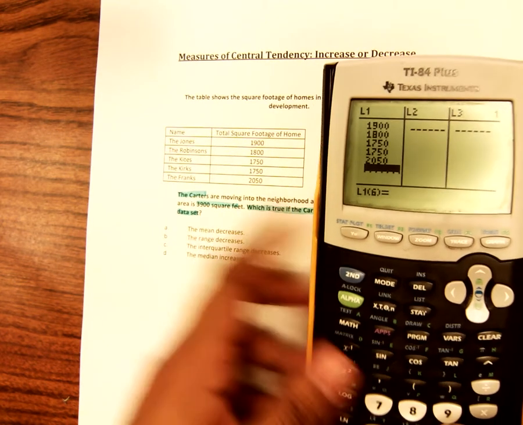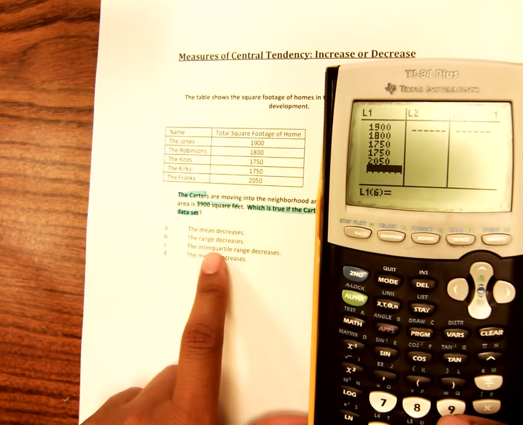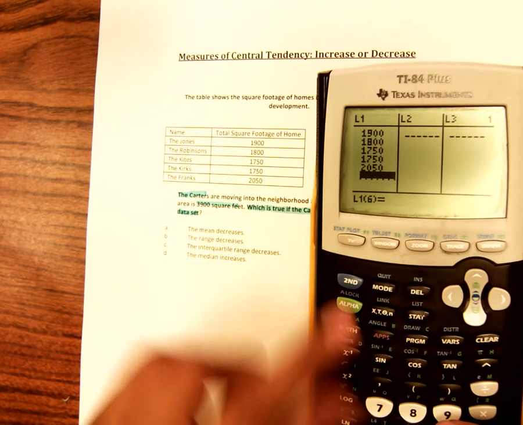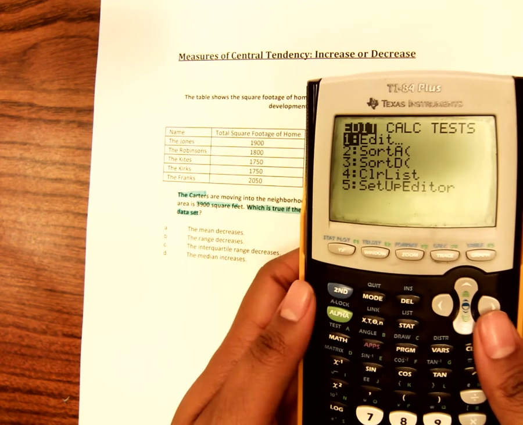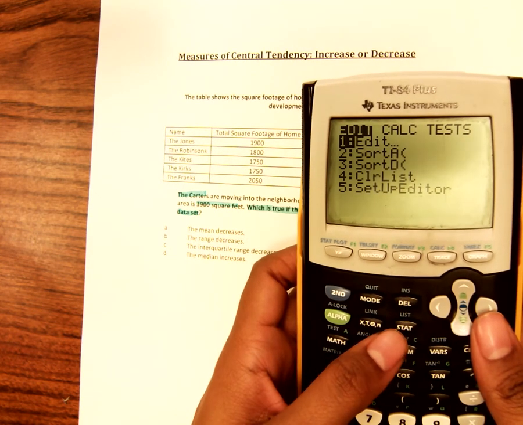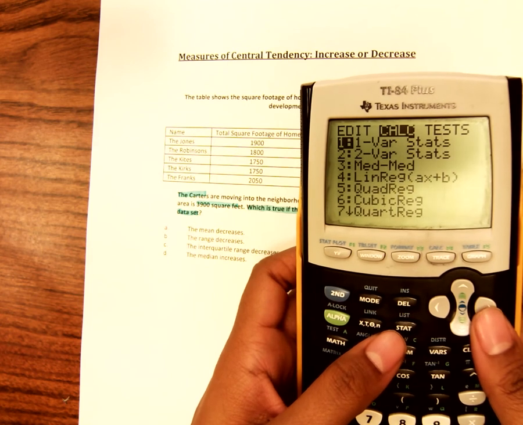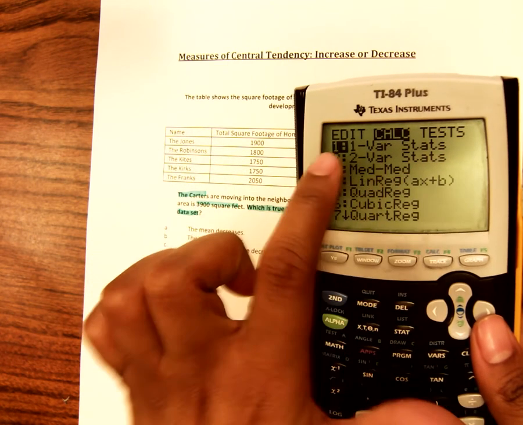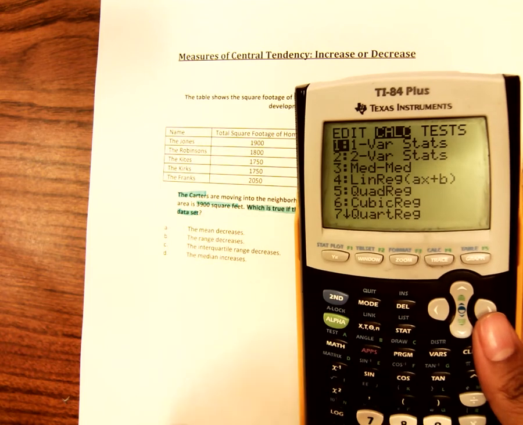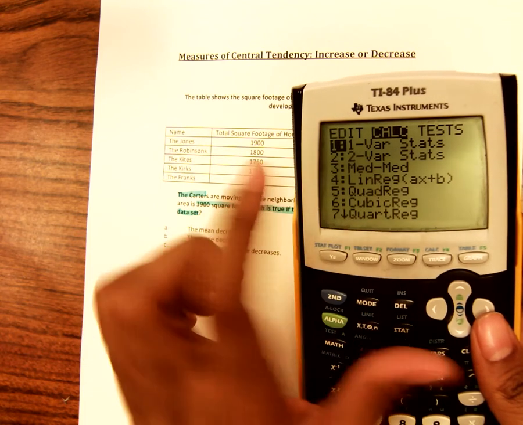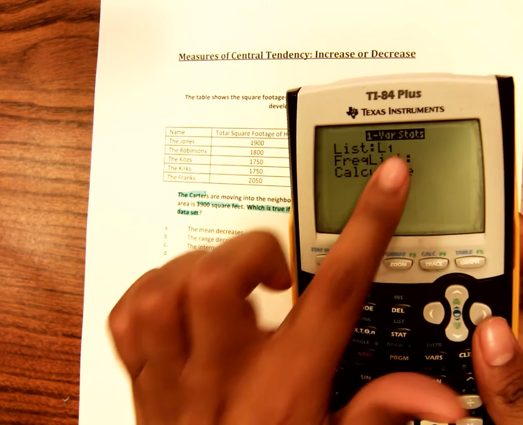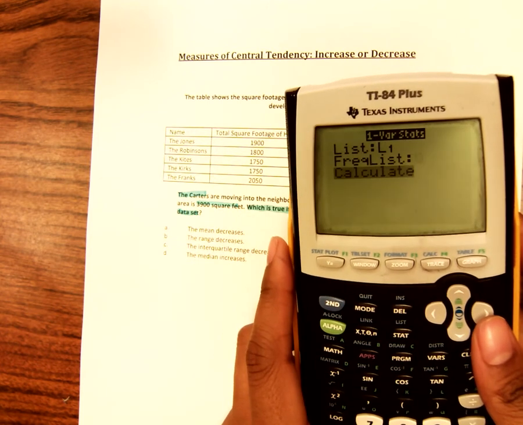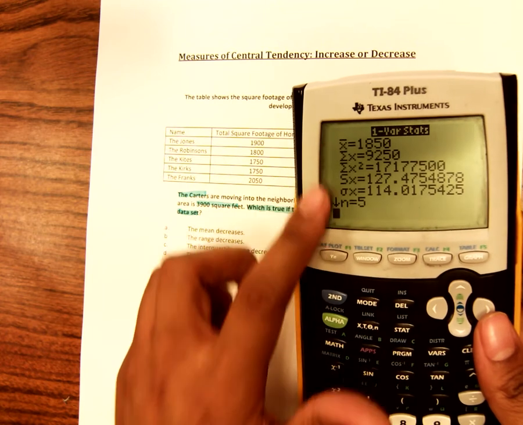Okay, so in order to find the mean, range, interquartile range, and median, I'm not going to create an equation. I just want to find the basic statistics. So I'm going to go back to Stat, go over to Calc, the one variable stats. I want to find the basic statistics. I repeat, I am not going to create a line. I want the statistics, so I'm going to press Enter. Make sure it's L1 because that's what I used. Go down to Calculate. And here I go.